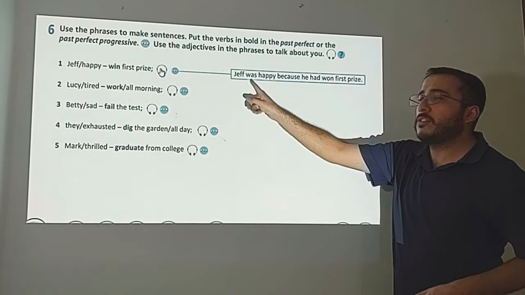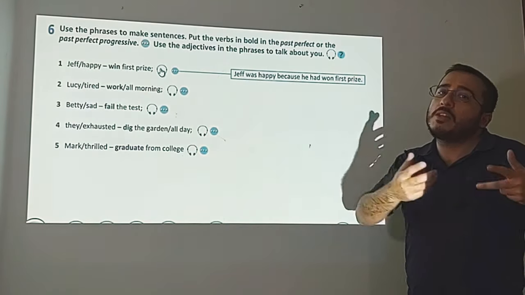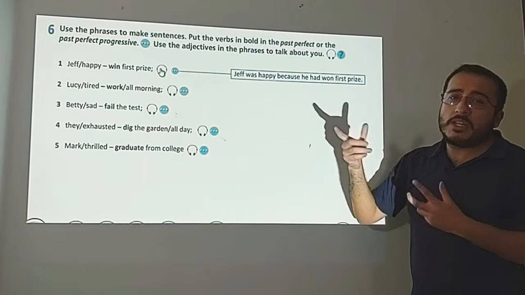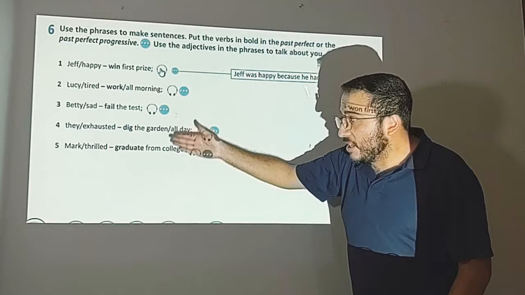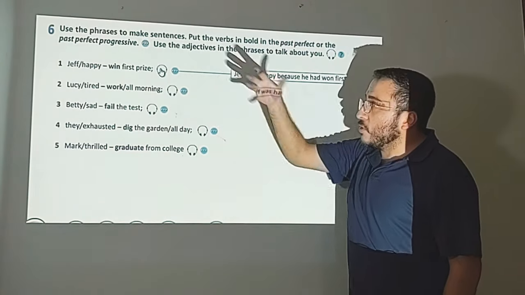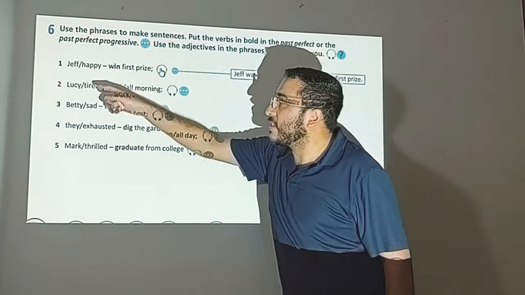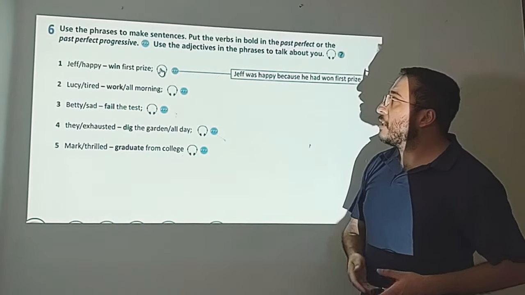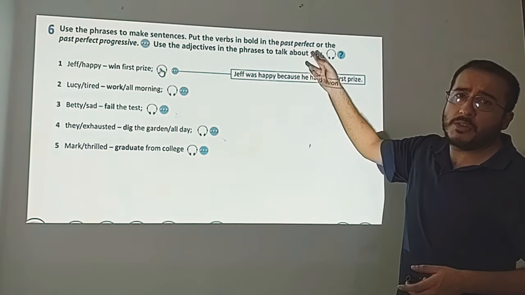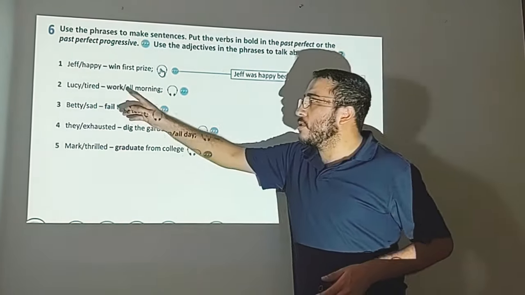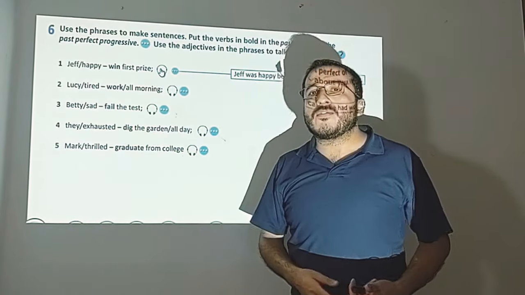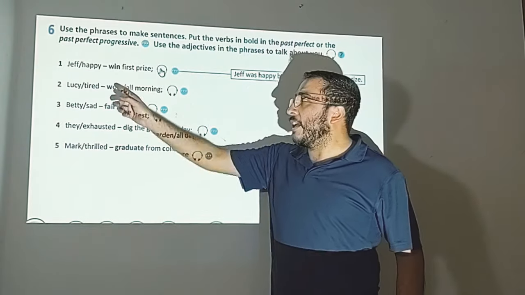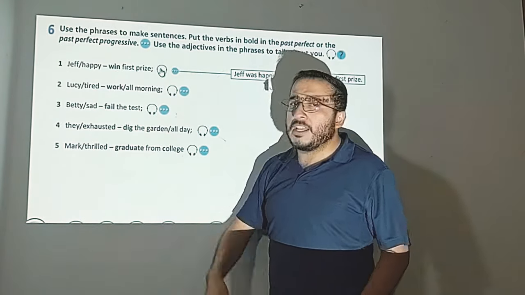Acuérdate, tiene que ser was, no puede ser is, no puedo decir Jeff is happy, we don't know that. And you need to use the connector because. When you finish these 5 sentences, you will talk about yourself using the same adjectives, happy, tired, sad, exhausted, and thrilled, to talk about you. But please use the same adjectives, happy, tired, etc. But please use different verbs. You cannot use, again, win, work, fail, dig, or graduate.